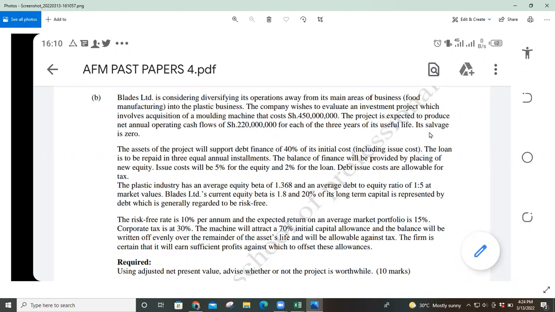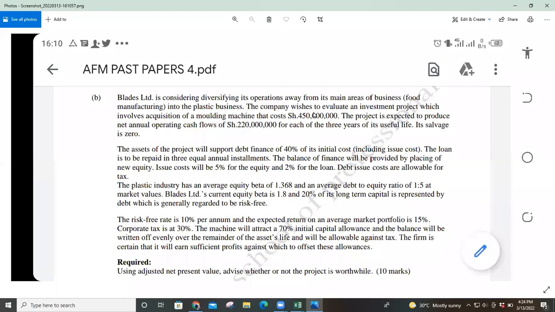The assets of the project will support debt finance of 40% of its initial cost, including issue costs. So that means when raising the 450, we shall raise 40% of it from debt. The loan is to be repaid in 3 equal annual installments. The balance of finance will be provided by placing of new equity. Issue cost will be 5% for equity and 2% for the loan. Debt issue costs are allowable for tax.